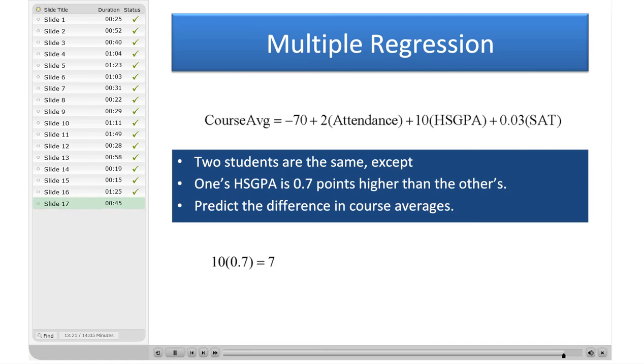Here's another example of applying that technique. Let's say that we have two students who are the same except one's high school GPA is 0.7 points higher than the other's. What would we predict the difference in course averages to be for these two students? Well, we would just take their difference in high school GPAs, which is 0.7, and we would multiply that by the coefficient for high school GPA, which is 10. And so 10 times 0.7 is 7. So we would predict that these two students have a difference in course averages of 7 at the end of the semester.